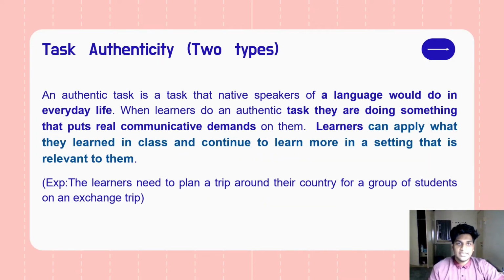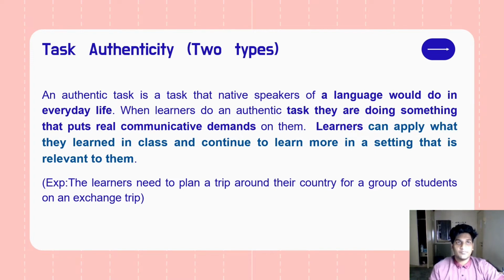The first type of material is task authenticity. An authentic task is a task that a native speaker of the language would do in everyday life. When a learner does an authentic task, they are doing something that puts real communicative demands on them. Learners can apply what they learn in classrooms and continue to learn more in a setting that is relevant to them. For example, a learner needs to plan a trip around their country for a group of students on an exchange trip.